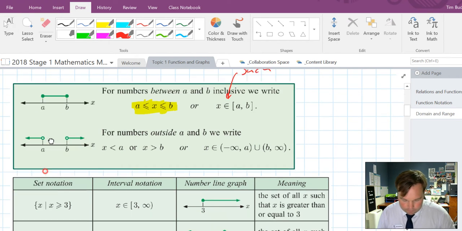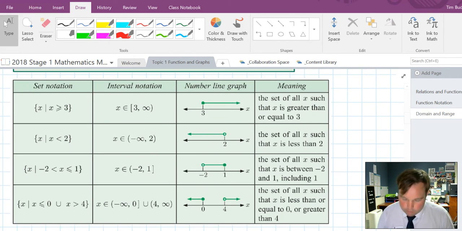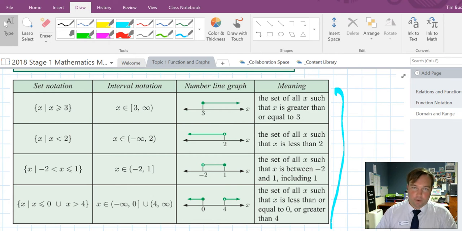Alright, here is some more examples of set notation, interval notation, what this looks like on a number line, and if everything else goes wrong, what it actually means in terms of a sentence. You're welcome to print this off the OneNote or copy it out of your textbook. Either way, you need to have a very good idea of how to restrict the values that x can be. And that's what all of these are fundamentally doing. They're really cutting down what x can possibly be.